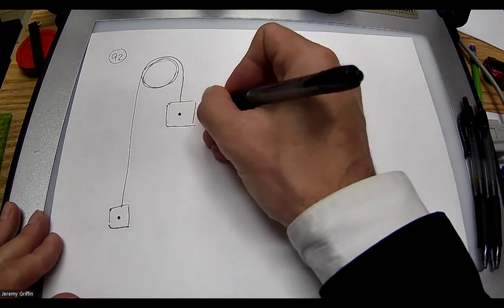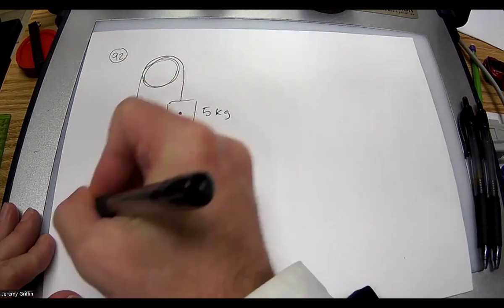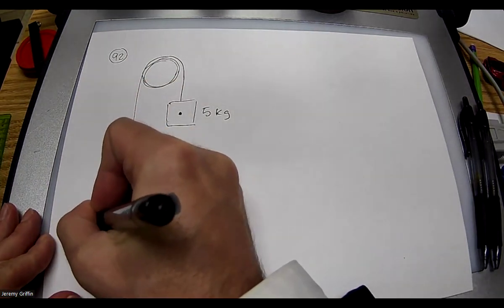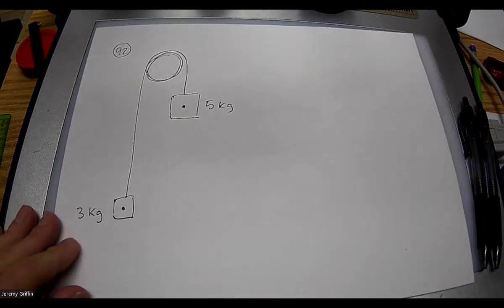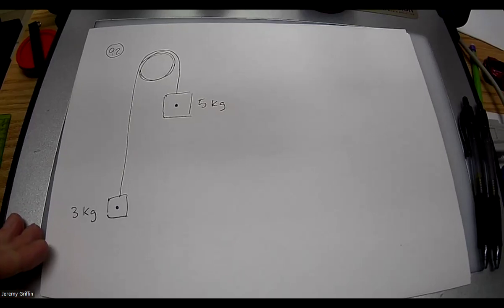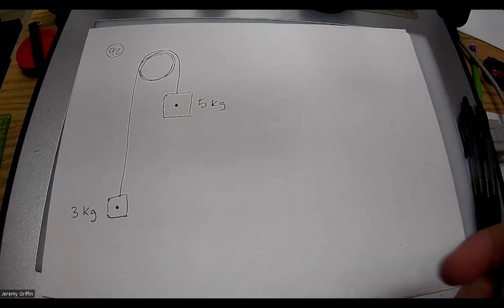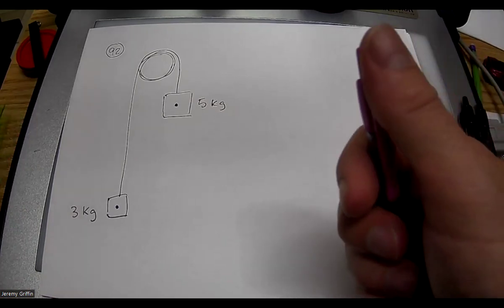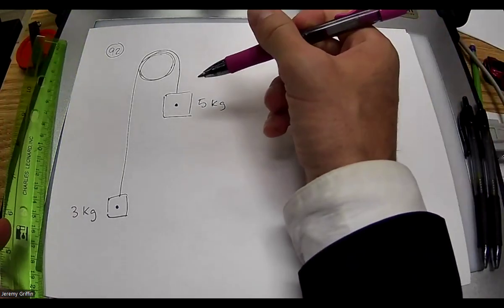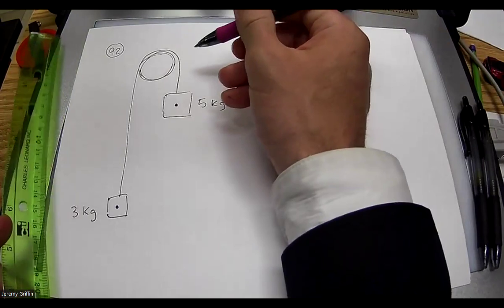Here you go. 5 kilograms right here. We got 3 kilograms right here. Boom, boom. All right. There's the setup. Now, something about tension, something about acceleration. Do you think we're going to need some forces? Forces. We're going to go through Newton's second law of motion somehow.